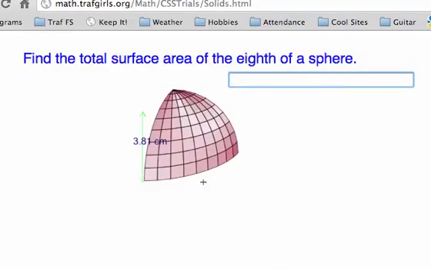Okay, and that's it for the total surface area of an eighth of a sphere, of a quarter of a sphere. This one's an eighth of a sphere.